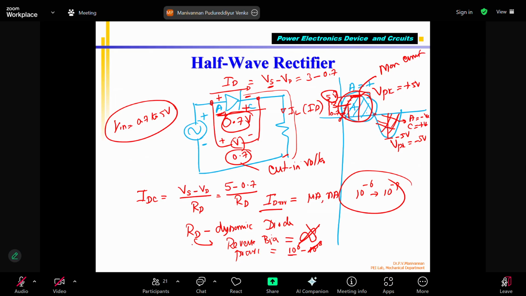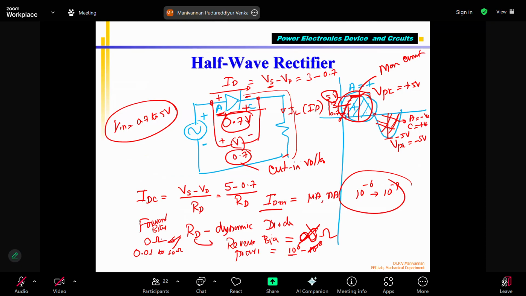RD, as I already told you, in the forward bias condition, how much should it be? Any idea? Theoretically, reverse bias is infinity ohms. Forward bias, how much should it be? Theoretically 0 ohms. Practically, it will be in the order of 0.01 ohms to maybe even 10 ohms. So it is in milliohms, 10 milliohms.